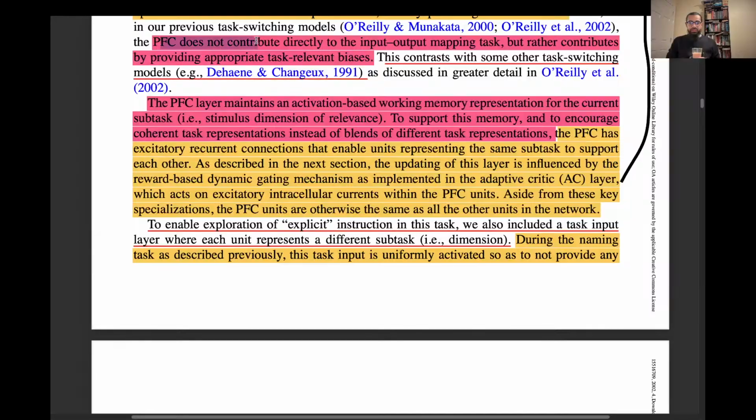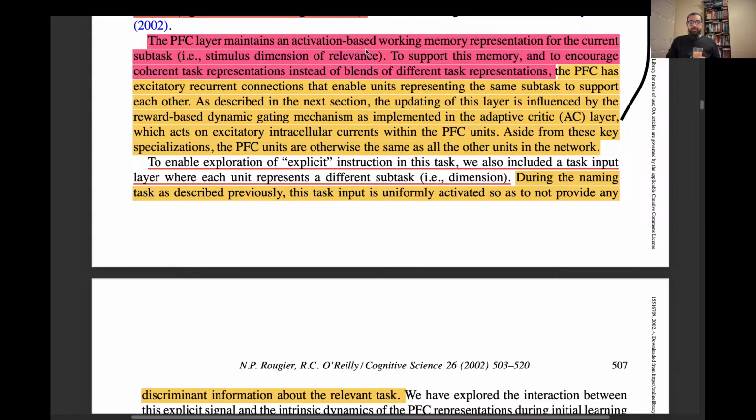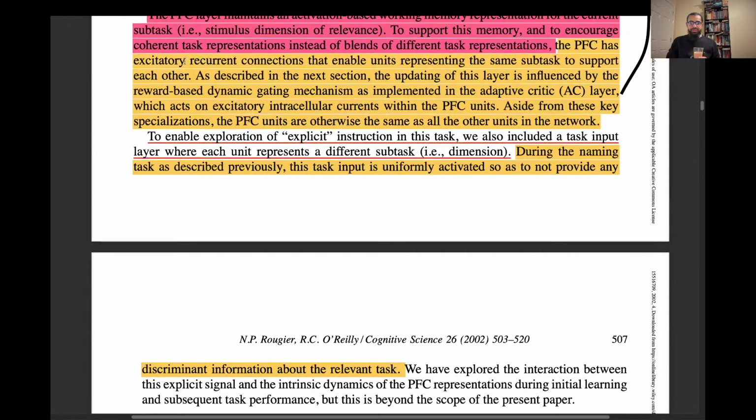PFC, prefrontal cortex, does not contribute directly to the input-output mapping task, but rather contributes by providing appropriate task-relevant biases. The prefrontal cortex maintains an activation-based working memory representation for the current subtasks. To support this memory and to encourage coherent task representation instead of blends of different task representations, the prefrontal cortex has excitatory recurrent connections that enable units representing the same subtask to support each other. As described in the next section, the updating of this layer is influenced by the reward-based dynamic gating mechanism.